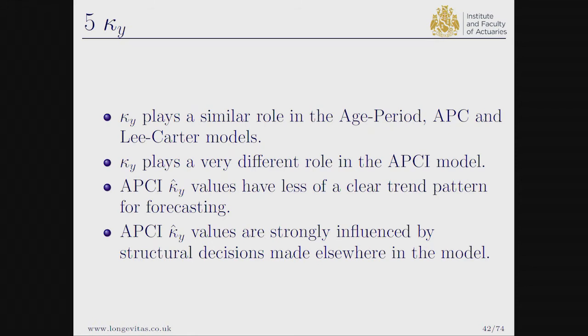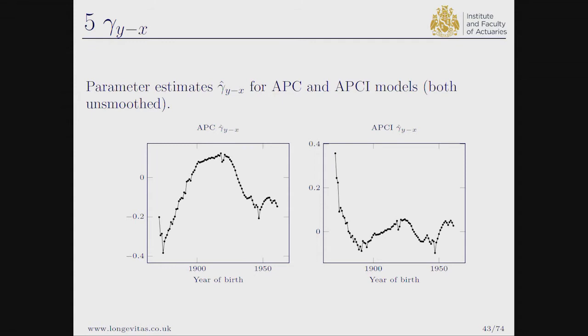We turn our attention to the cohort term, gamma y minus x. We can see here that there are very different patterns under the traditional age period cohort model and the APCI model, radically different patterns coming out here. This is in part because of different constraints that are applied. The APCI model actually has an additional constraint, this quadratic constraint, which the APC model doesn't have. And this has radically changed the structure and the shape of these gamma terms.